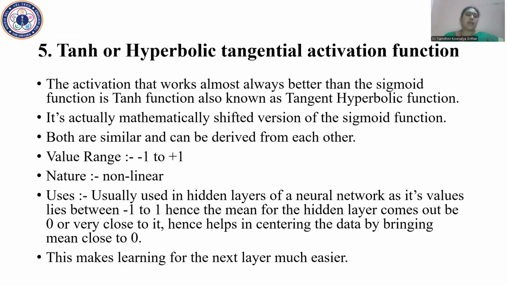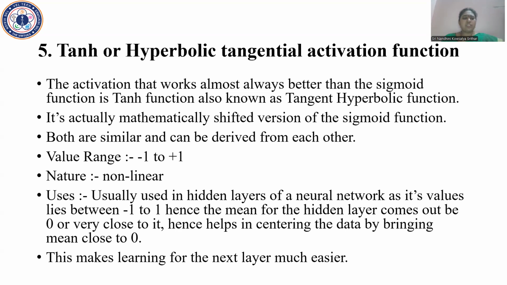Then the next one is tanh, or the hyperbolic tangent activation function. The activation that works almost always better than the sigmoid function is the tanh function, also known as the tangent hyperbolic function. It is actually a mathematically shifted version of the sigmoid function, an update of the sigmoid function. Both are similar and can be derived from each other. The values are from minus 1 to plus 1, which also denotes the non-linear nature of the function.